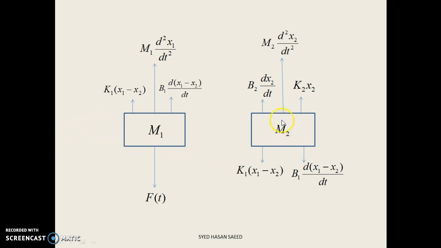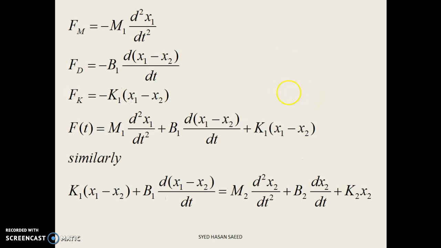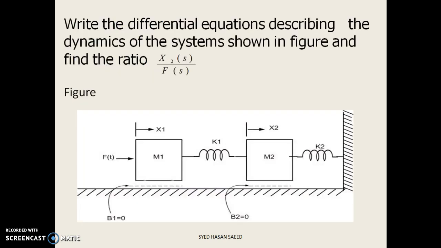In the second diagram, you can see the two forces because of the spring K1 and dashpot B1. According to Newton's law, an opposite force will exist, this m2 d2x2 upon dt square, and the other two forces are due to the second spring and second dashpot. Now apply the D'Alembert principle and we find the algebraic sum of all the forces equal to 0.